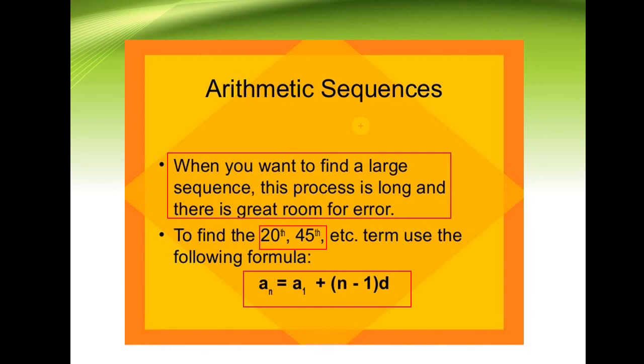Sometimes we are asked to find the 20th term or the 100th term. Then by the ordinary method, it will take a lot of time. So what will be the easiest way to find any desired term? For that, we will use this last formula, an equals a1 plus n minus 1 into d.